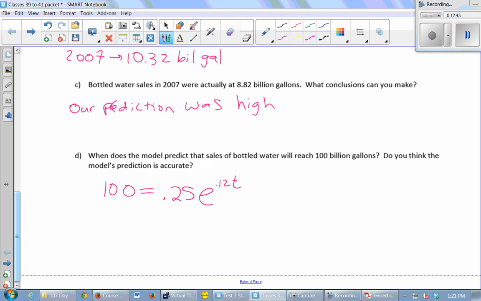I can use logs, but before I use a log, I have to isolate the exponential. So I'm going to divide both sides by 0.25 first. So 100 divided by 0.25 would be 400, equals e to the 0.12 t. Now I've got a variable trapped in the exponent. I have to chop down a tree and use the log to rescue the variable, right? So I take the log of both sides.